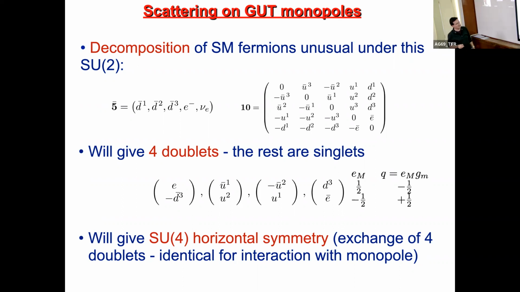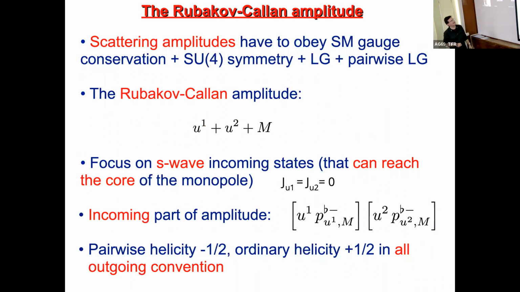So these are the four doublets, and from the point of view of the SU(2) of the monopole, these four doublets are completely equivalent. And so that's why you will have an SU(4) horizontal symmetry here, because from the point of view of SU(2), this is just a theory with four doublets for the SU(2) monopoles. So that has an SU(4) global symmetry. Of course, they are not identical under the gauging of the SU(5), how it's embedded. But if you just look at the monopole dynamics, these things are identical.